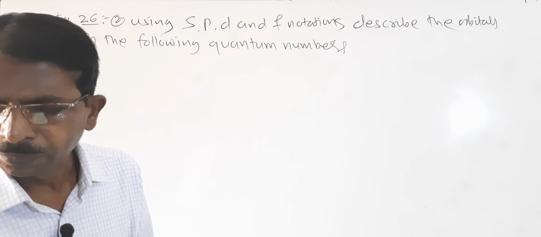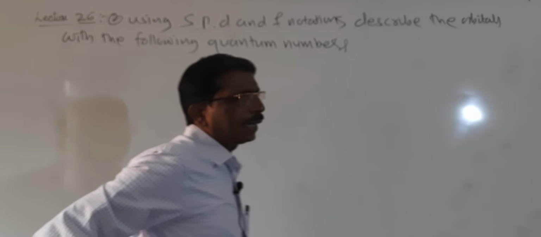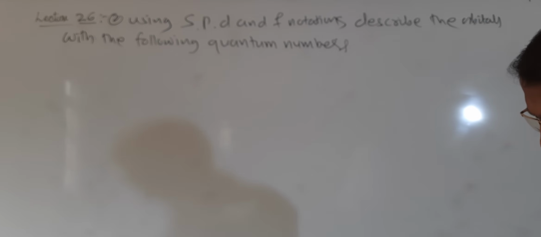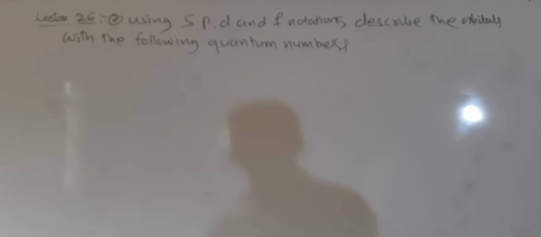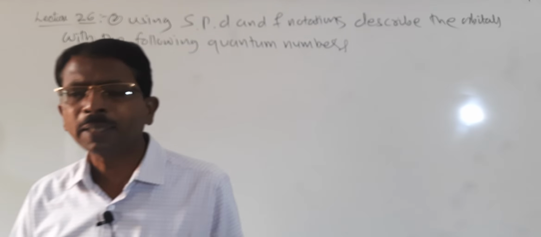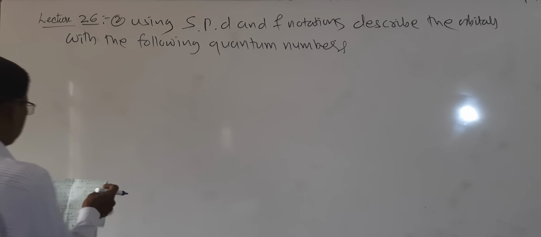Look here, students. Using s, p, d and f notations, describe the orbitals with the following quantum numbers. So we have to describe the orbitals. Which are the quantum numbers? Look here, he has given some quantum numbers.